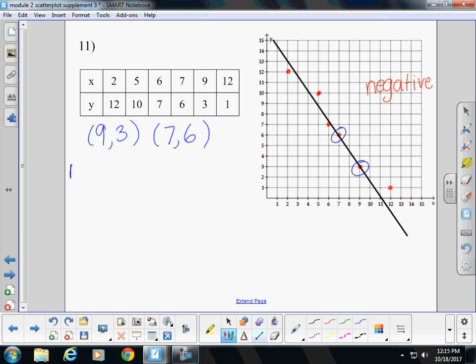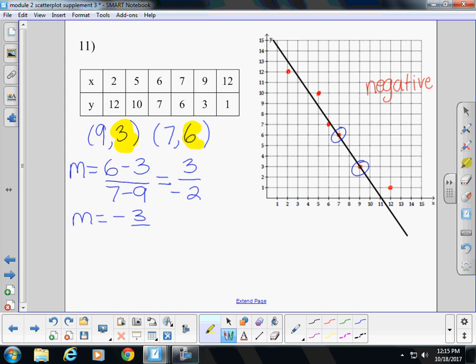Okay, so now I'm going to calculate slope. And remember with slope, starting with your y's on top. So 6 minus 3 over 7 minus 9. 6 minus 3 is 3. 7 minus 9 is negative 2. There's my negative slope. Okay, so this one's slope is negative 3 over 2. Or, if you prefer, this one's actually a nice decimal. It's negative 3 divided by 2, that's negative 1.5. If you want the decimal, that's fine as long as it's a nice decimal.